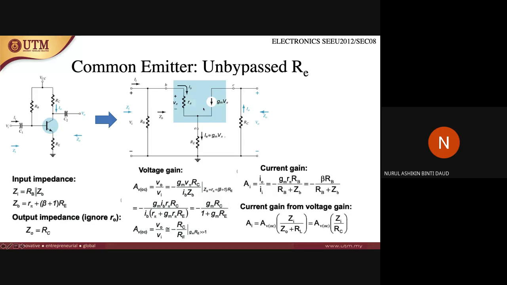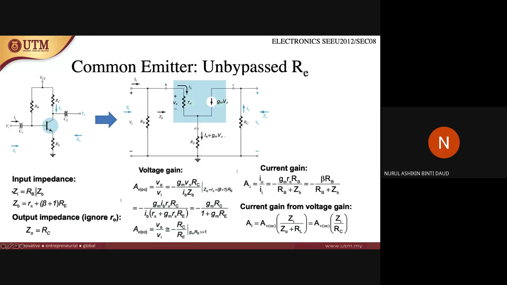This is quite different from the earlier cases, where we assumed there is no RE here, so we could make this go directly down to ground. But now we are considering RE, so at RE there is another resistance that you have to take into account. In fact, the formulas are the same.